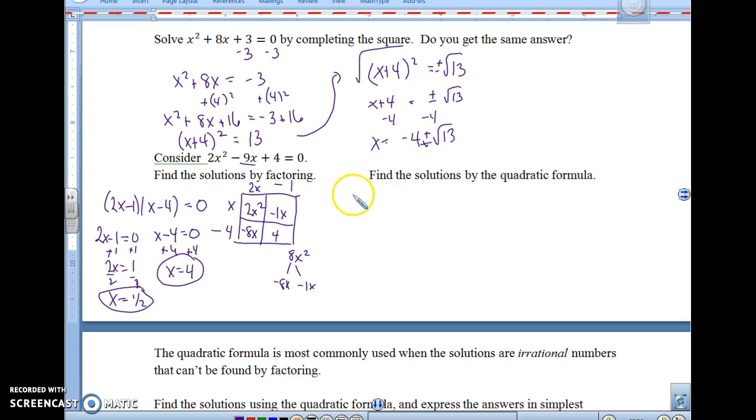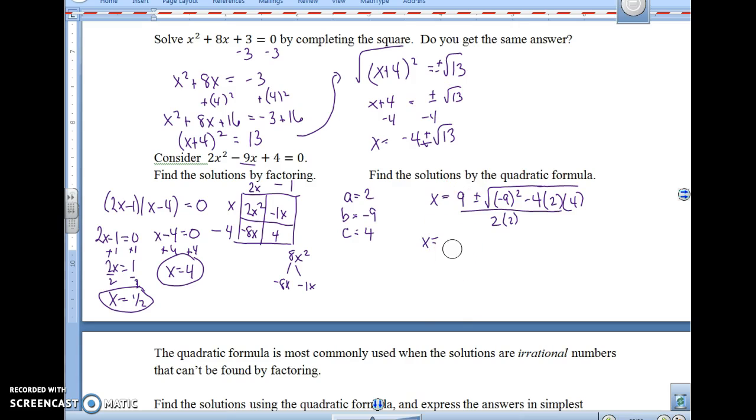We just have to know what a, b, and c are. So a in this case, the coefficient on x squared, is 2. b is going to be negative 9. Make sure you take the sign with it. c is going to be 4. All right, so our formula is x equals negative b. Well, if b is already negative, that's going to make it positive 9, plus or minus the square root of b squared, negative 9 squared, minus 4 times a, which is 2, times c, which is 4, all over 2a, which would be 2 times 2.